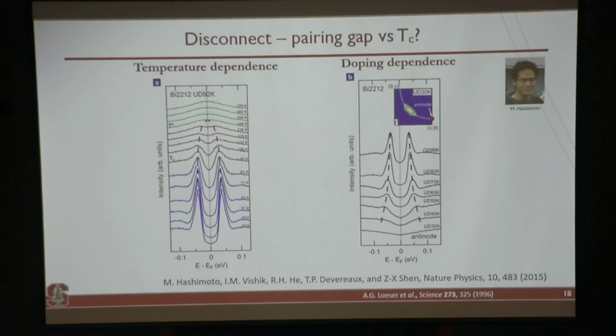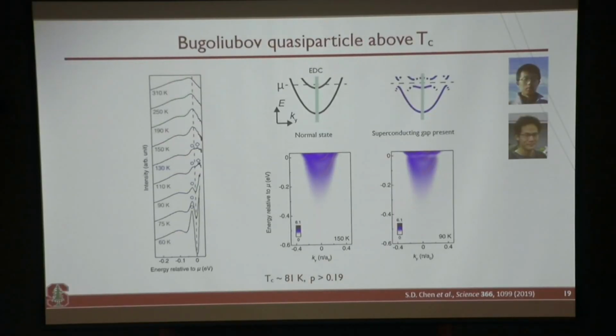Then this will be a way to measure. Here I want to show you the results by Shuji Chen and Makoto Hashimoto in an overdoped system. To give you a sense of it, here you see spectra going from high temperature to low temperature. At high temperature, you see a clear peak at the chemical potential. As you go to low temperature, somewhere between 130 Kelvin and 110 Kelvin, I hope you will see the single peak now split into two, and then the lower one becomes the superconducting peak.